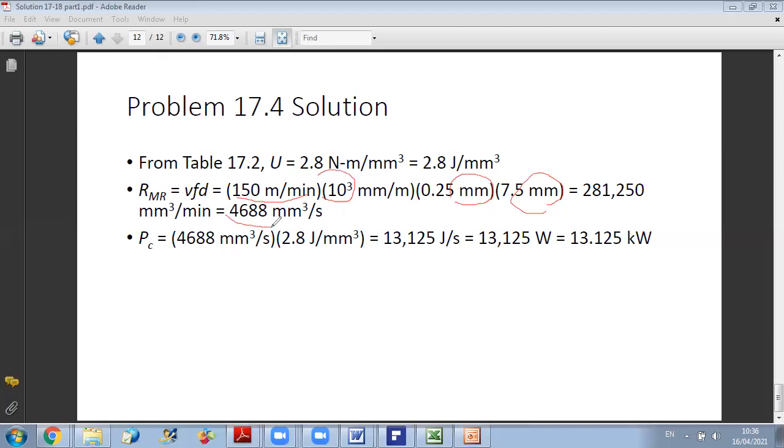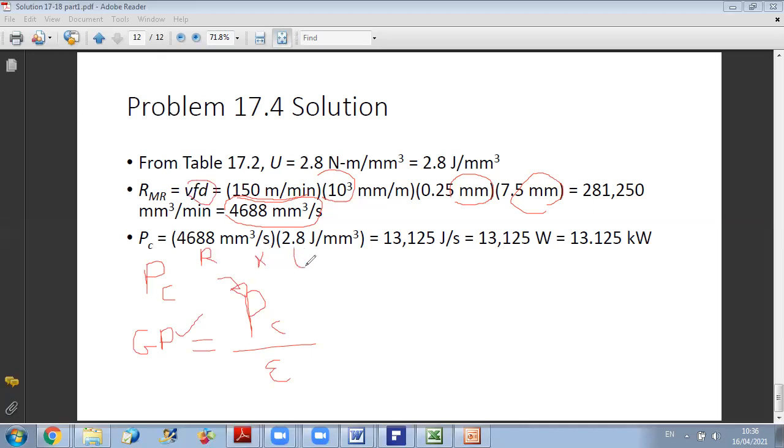Now, once I obtain the removal rate in millimeter cube per second, the question was to obtain the power required for the cut. So first, I get the cutting power. Then to get the gross power, I divide by the efficiency. So the gross power is the cutting power over the efficiency. The cutting power can be calculated as the removal rate, which I calculated already, times U.